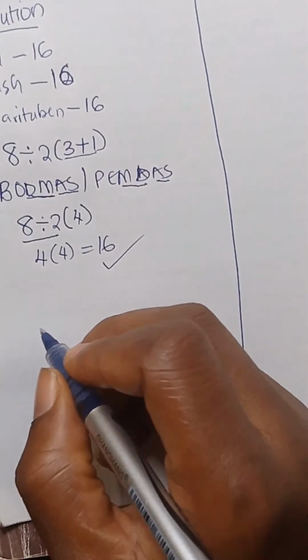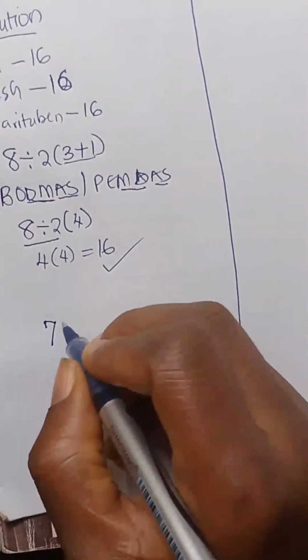So the second question states that you're given 7 whole numbers.